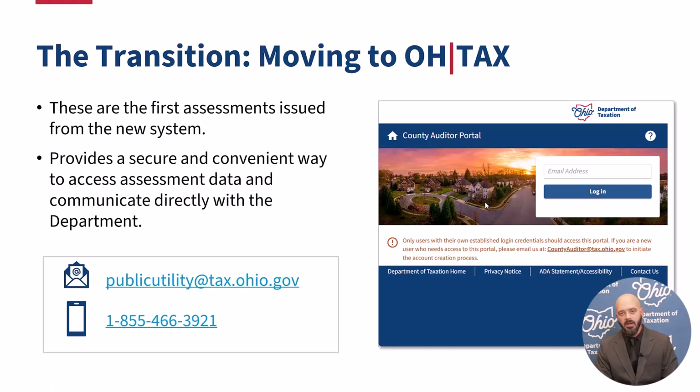So as you know, we've moved Public Utility Tax Administration to a new system, OH Tax. This year was the first year that we issued the assessments out of the system. And with that, a couple new features that improved the experience for the county auditors. We developed the County Auditor Portal, which allows a secure and convenient way to access the public utility documents. You can send web notices if you have questions. You can download a CSV file, which I'll get into later.